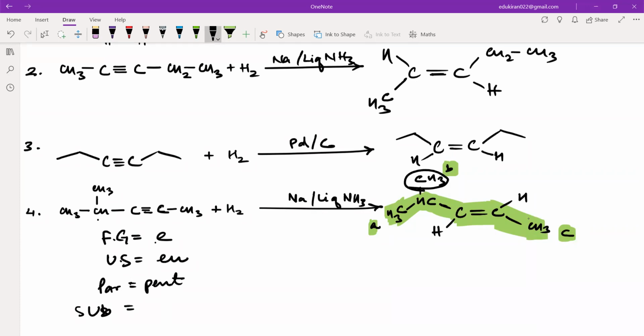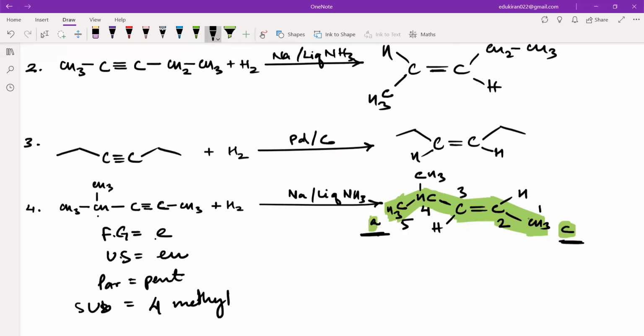Only one substituent, that is methyl. Now you tell me, where should I start numbering from? A or C? From C, na? Because we give preference to the double bond. So 1, 2, 3, 4, and 5. So methyl will be in which place? Methyl is at the 4th place. So this will be 4-methyl. And the ene is at the 2nd carbon. So 2-ene. So this will be 4-methylpent-2-ene. Okay, correct?